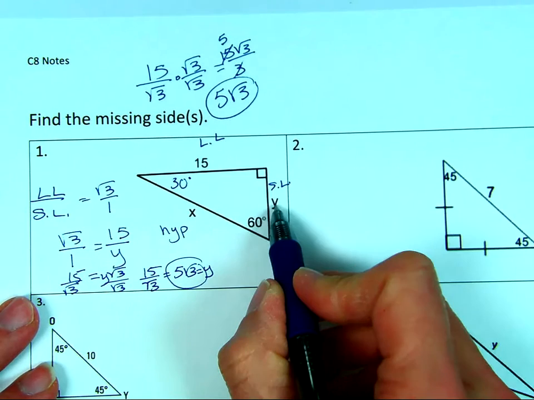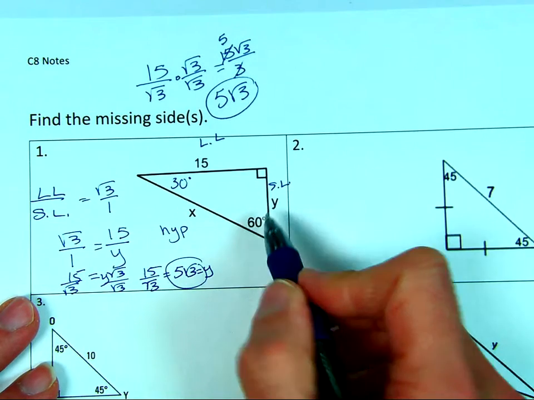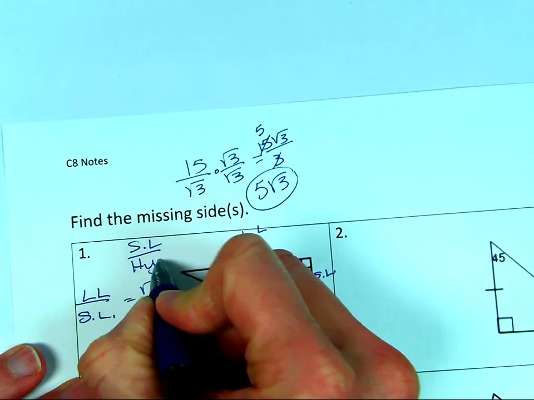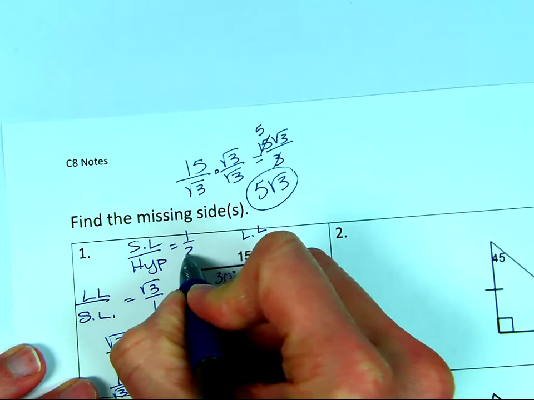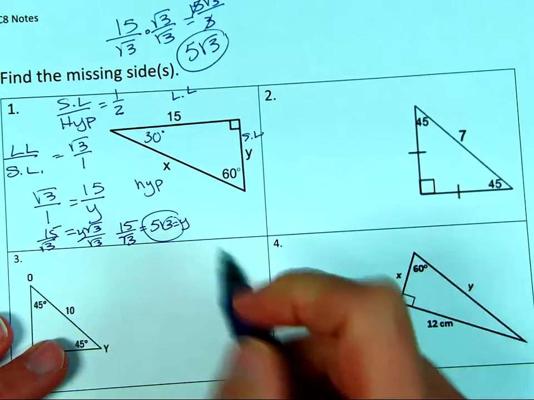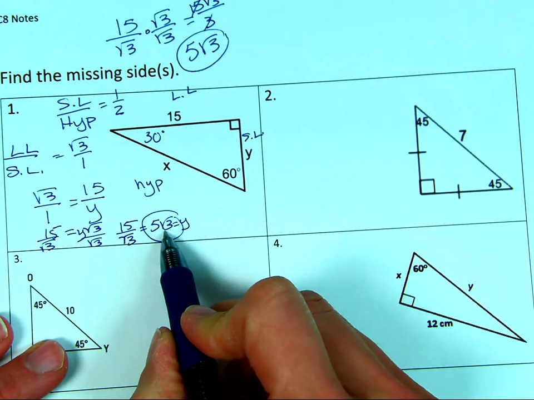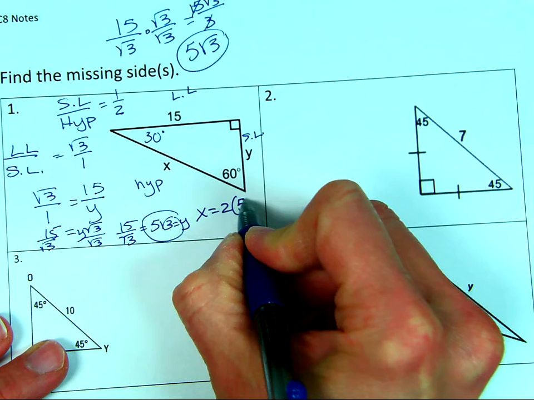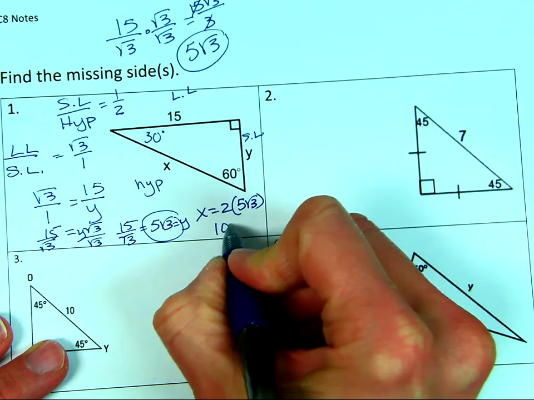Now, once I have the short leg, you need to remember that the short leg to hypotenuse ratio was a 1 to 2. That means the hypotenuse is always going to be twice as big as the short leg. So that's why I found the short leg first, because then it's really easy. I just multiply by 2. So x is going to equal 2 times the short leg. So that's 10 square roots of 3.